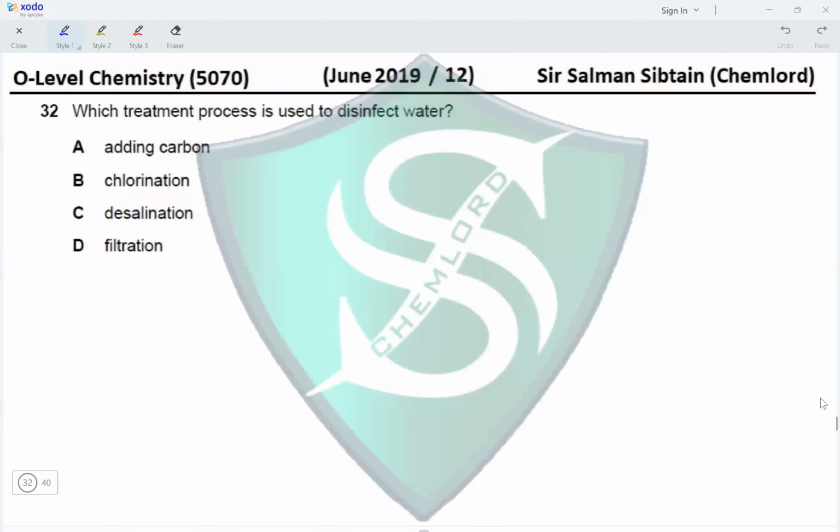Question 32. Which treatment process is used to disinfect water? Adding carbon. Adding carbon removes taste and odor from water. Chlorination. Chlorination is used to disinfect water. Desalination. It is the removal of salt. And filtration is to remove organic matter and sand from the water. So the correct option for this question is option B.